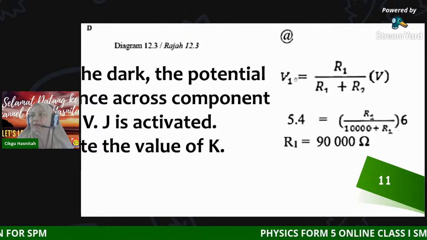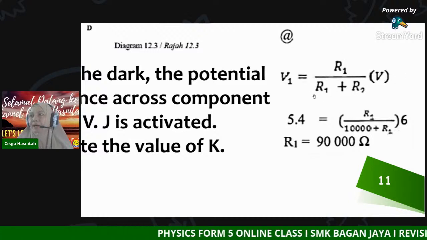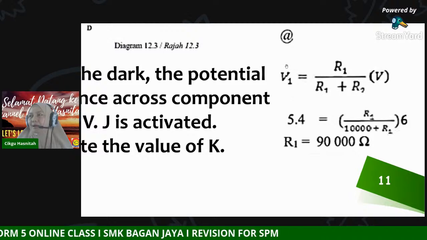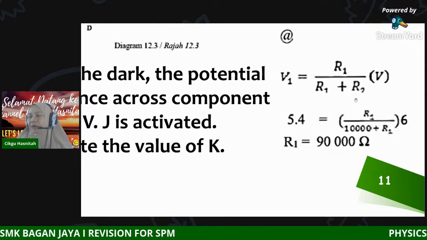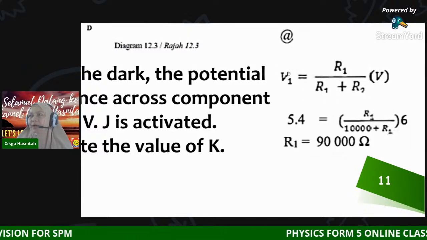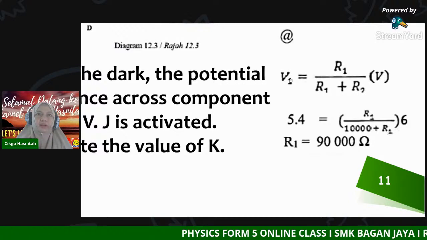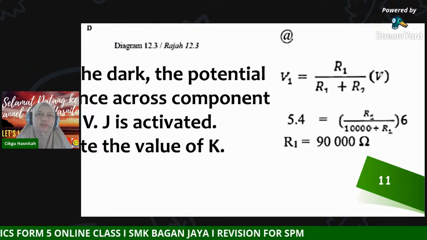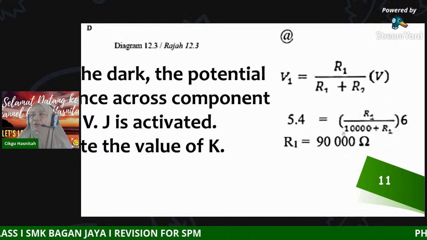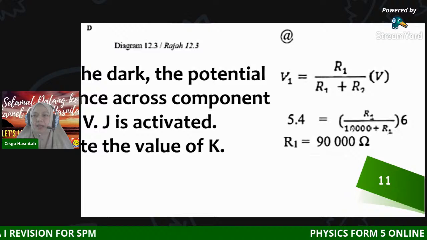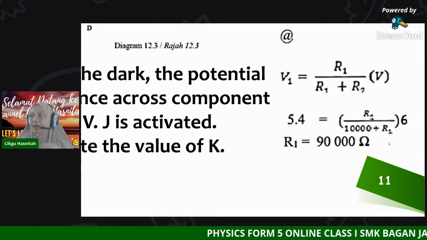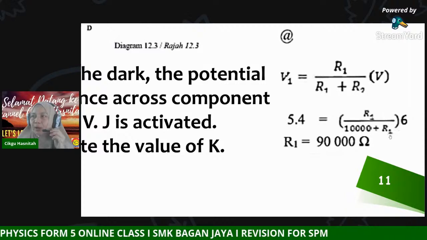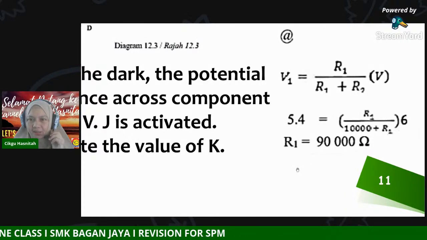Okay, V1 equals R1 divided by R1 plus R2, times V. So we want to find the value for R1. V1 is the voltage of the electronic component K and V is the total voltage supply. R1 is the above resistance, 10,000 ohm, and this one is R2. We are finding R1. Yes, any question?